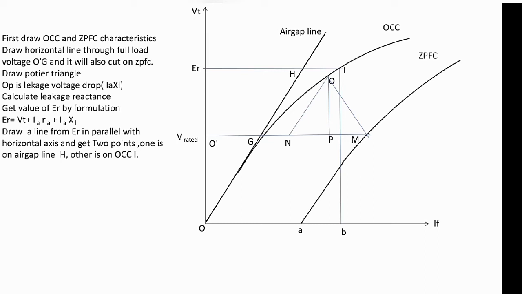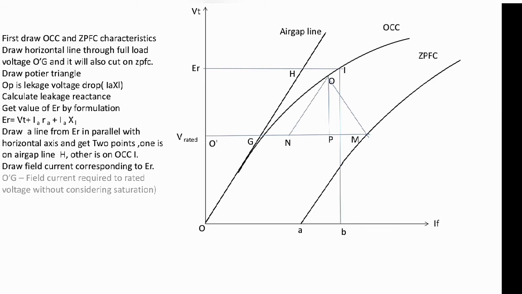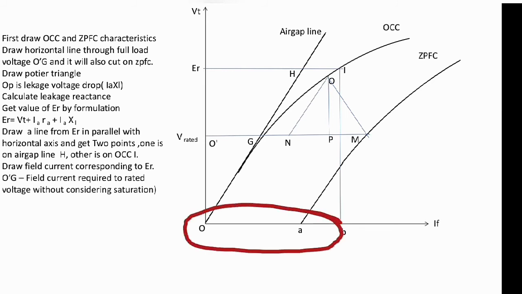So now draw the field current correspondence to it. OB is the field current. Okay, this is the OB, the field current. So now we will talk about O dash G, which is the field current required for rated voltage without considering saturation.